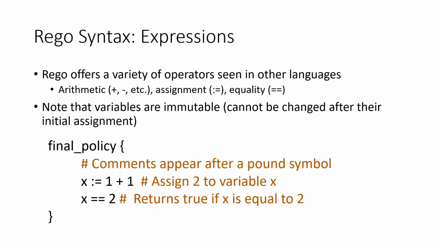Rego provides many operators seen in other languages, such as arithmetic, assignment, or equality. Note that variables are immutable, meaning they cannot be changed after their initial assignment. The example policy, named final policy, demonstrates comments, assignment, arithmetic, and equality. Final policy will always evaluate to true in this case.